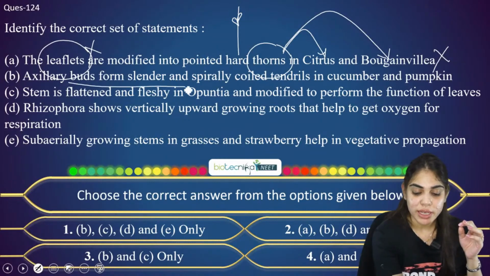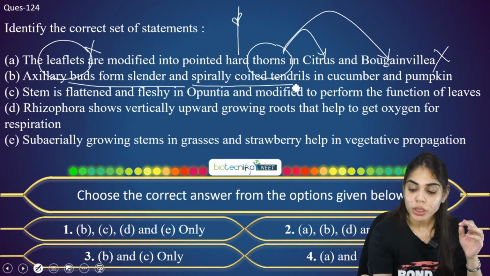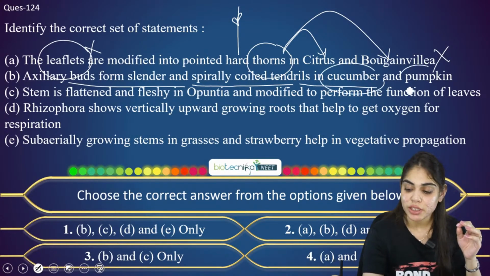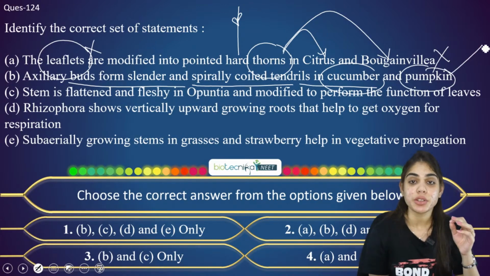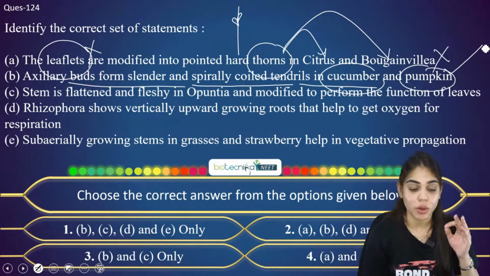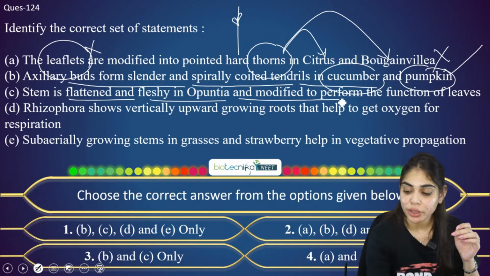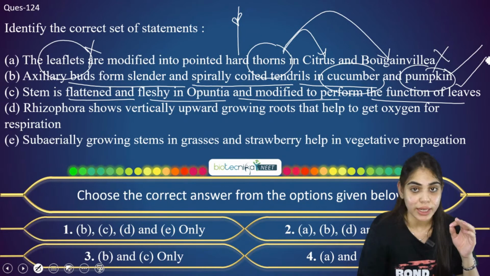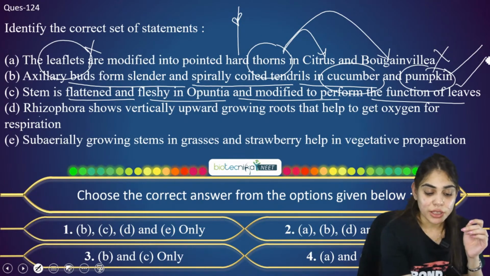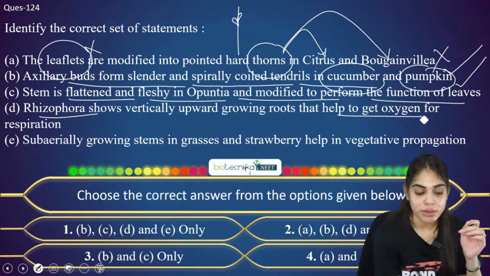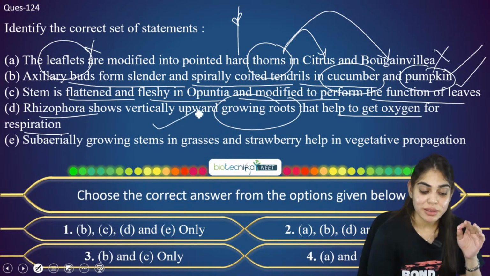Now let's read the next statement. Axillary buds form slender and spirally coiled tendrils in cucumber as well as pumpkin. This is the information based statement and this is the right option. Stem is flattened and fleshy in Opuntia and modified to perform the function of leaf. Again, this is the right statement. Rhizophora, it helps to get oxygen for respiration of the roots. So again, this is the right statement.